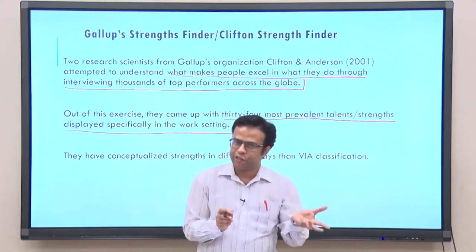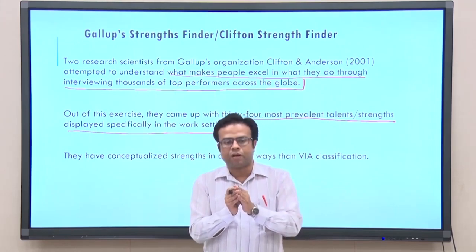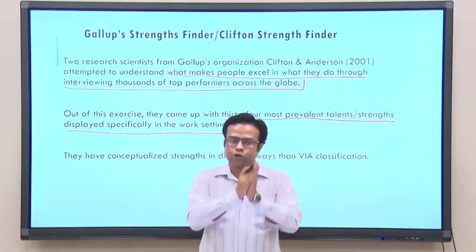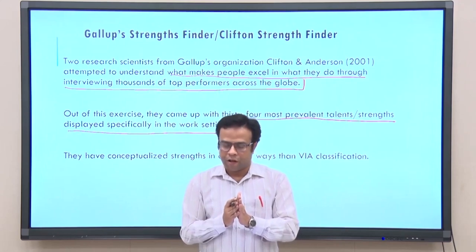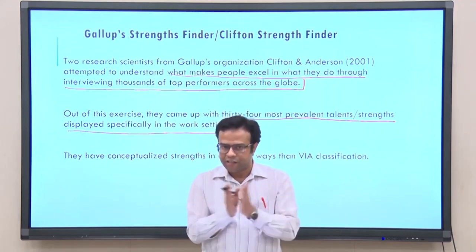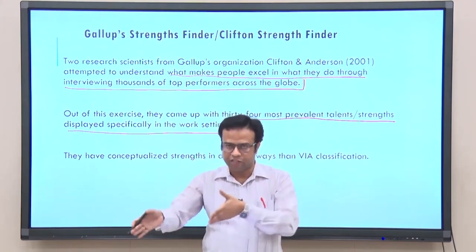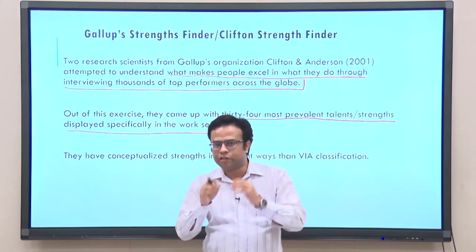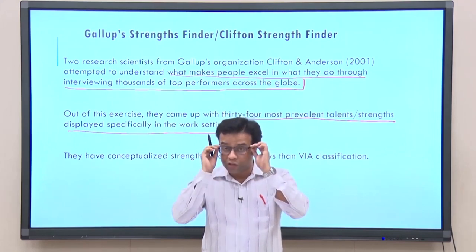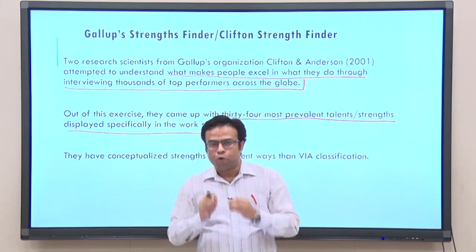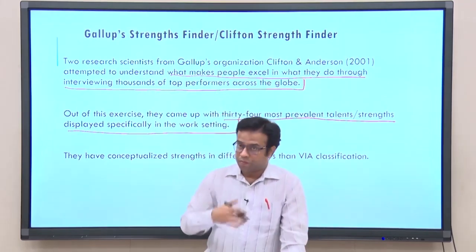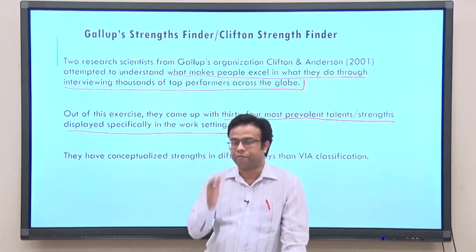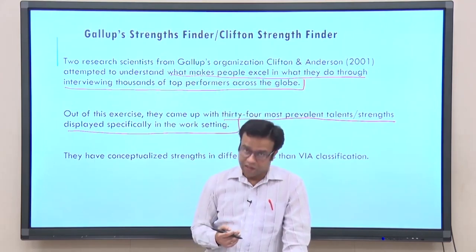And if you see the VIA classification that we have discussed in the last class, it was more about strengths that are related to certain moral aspects or morally desirable qualities, which connote certain moral goodness. This particular approach is more concerned with the work setting, and it is more concerned with the concept of talent, that we will see how it is connected to that. It is not much concerned with the concept of morality, but more concerned with the concept of talent. So, out of this exercise and research, they found about 34 important talents and strengths that are very important in the context of work setting.